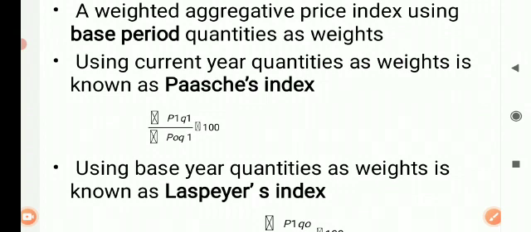What is the Paasche index number? Let us understand. Using current year quantities as weights is known as the Paasche index number. While constructing index numbers, Paasche used the current year quantities as weights in his calculation. Look at the equation for that: summation of P1 Q1 divided by summation of P dash Q1, into 100, is equal to the Paasche index number. This is the equation of the Paasche index. While calculating index numbers with the Paasche method, we use this kind of equation.